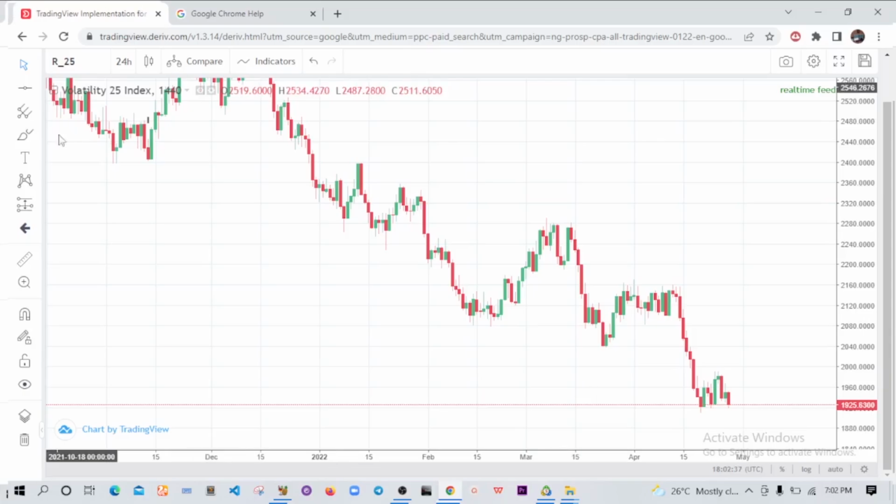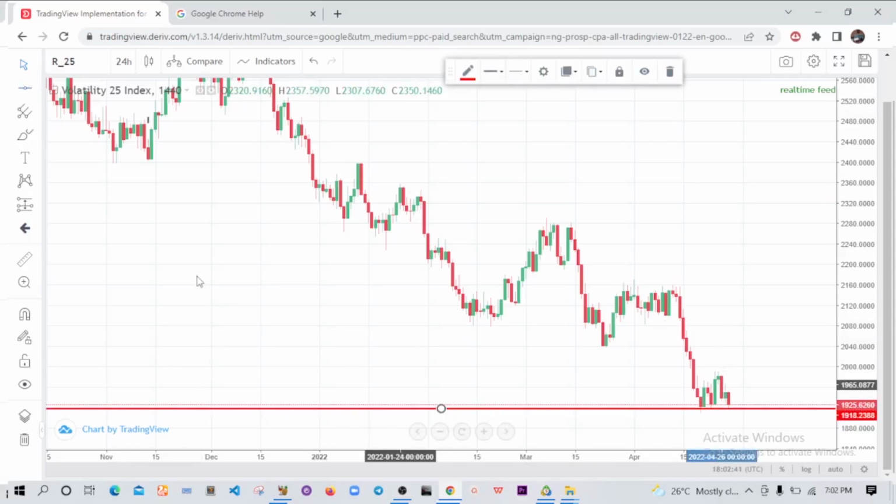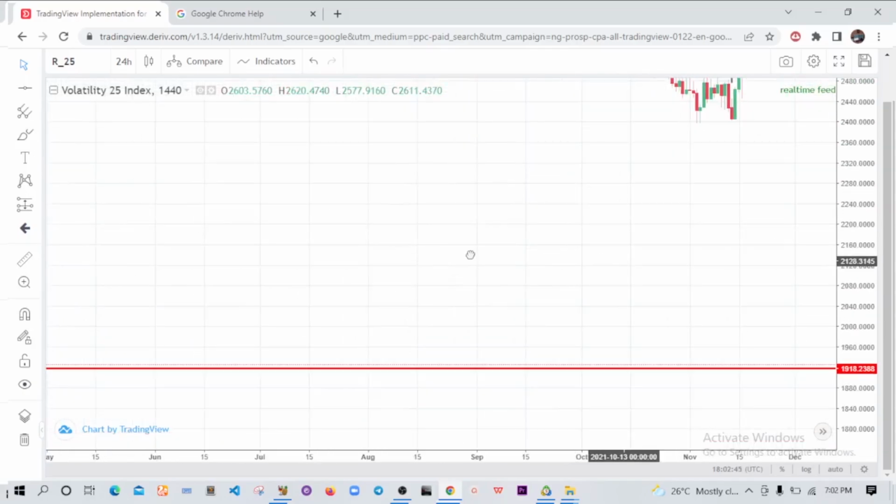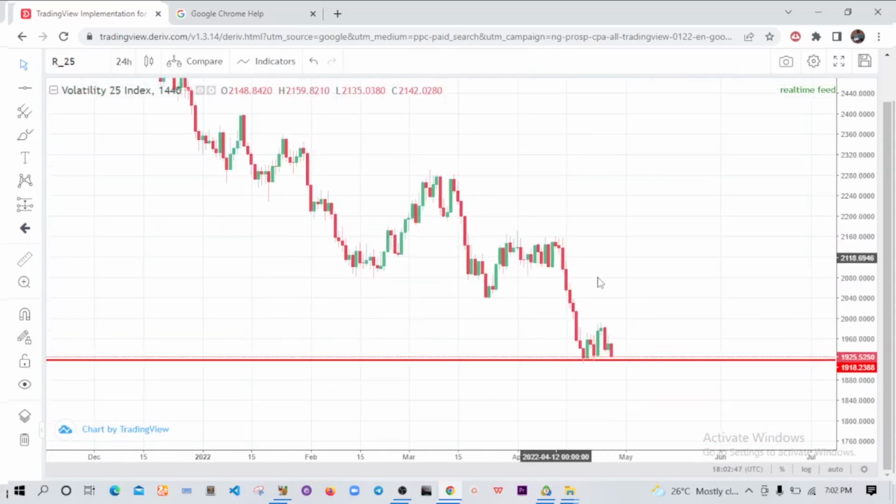If I should pick a horizontal line here, and keep it here and decide to scroll back, you can see that the price has not even come close to this point. So this is the lowest point the price has gotten to for a very long period of time. So any swing trader will be looking for an opportunity to catch that massive movement upward, when the price is going to swing or reverse from a downtrend to an uptrend.